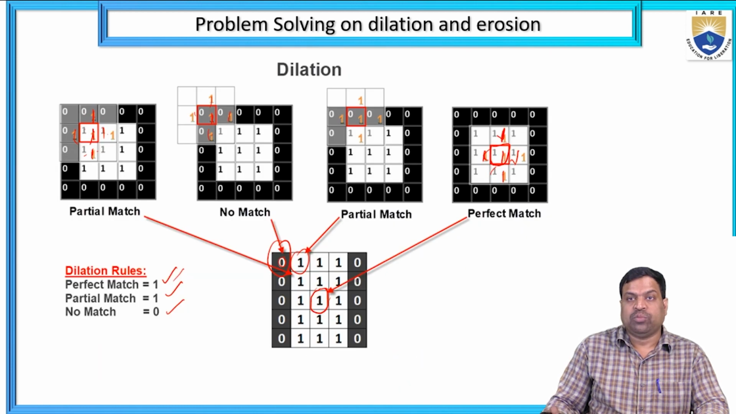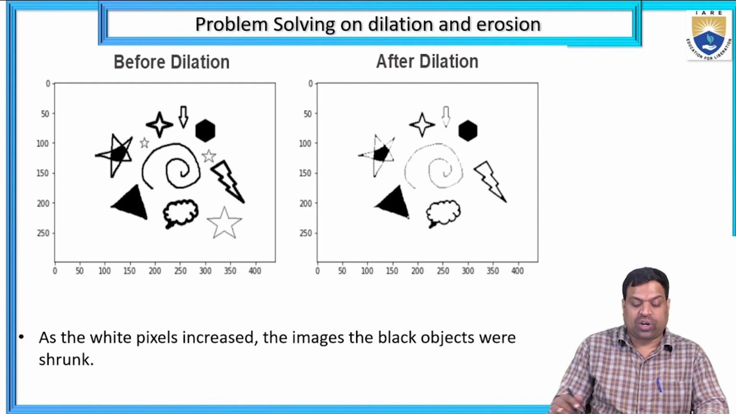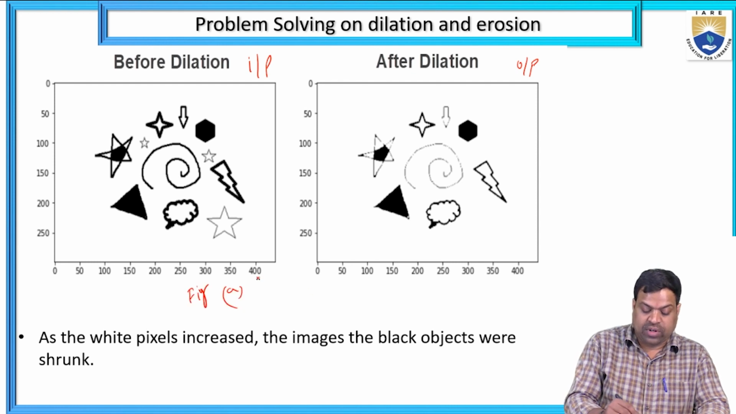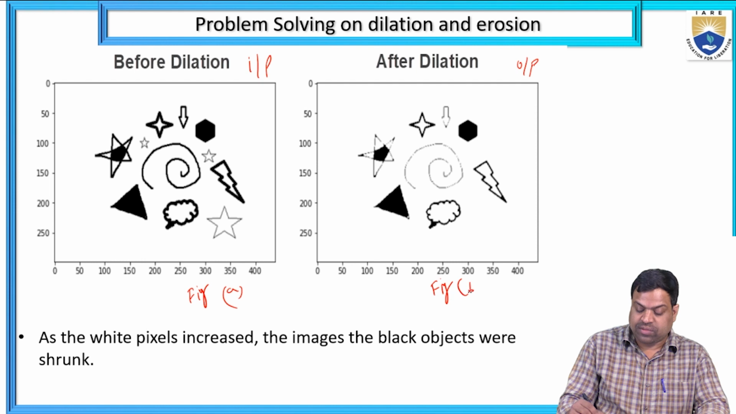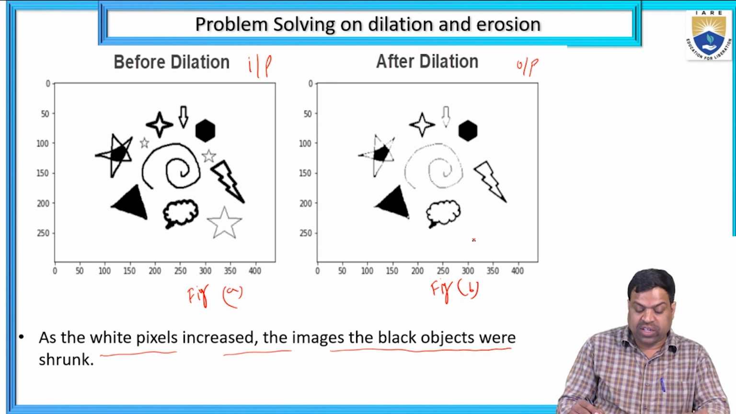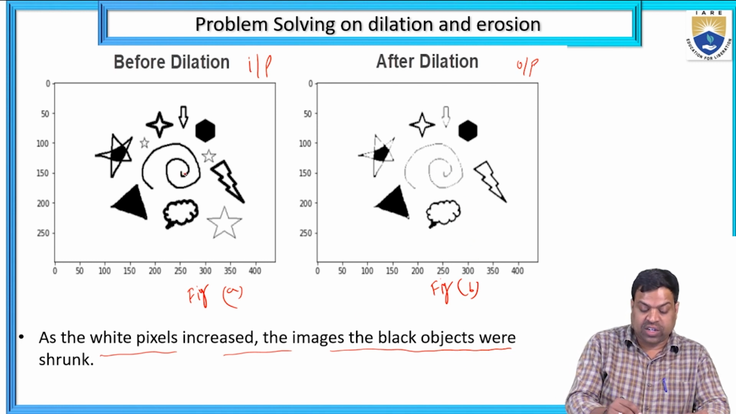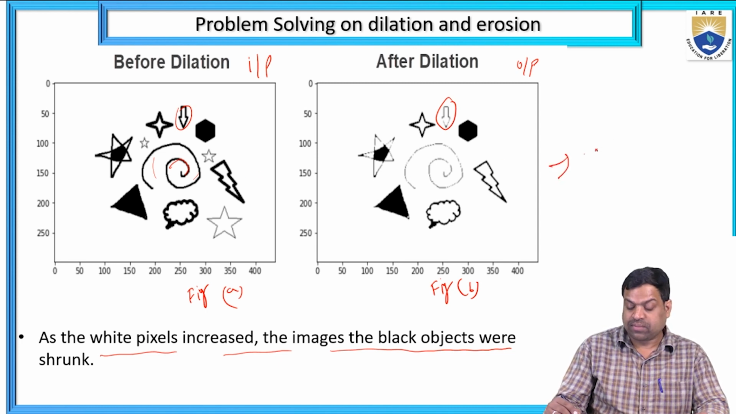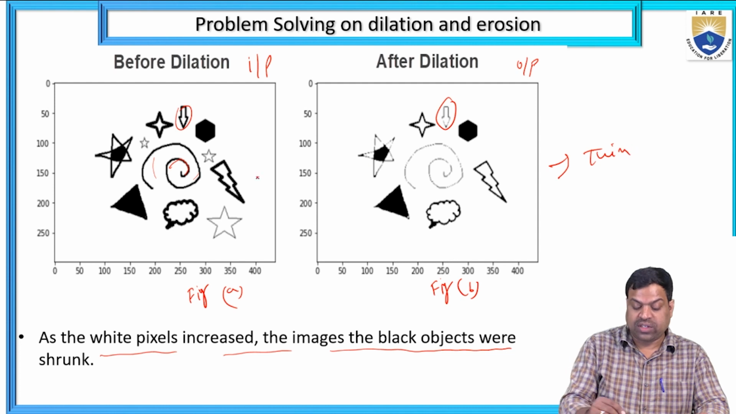So it is like this. It is about the dilation. It is one example of dilation. Before the dilation, that is the input. After dilation, that is the output. It is figure A and figure B. So as the white pixels increased, the black objects in the image shrank. You can observe here that different objects are there. Here black is there, but here white. Here black is thin, here thick.